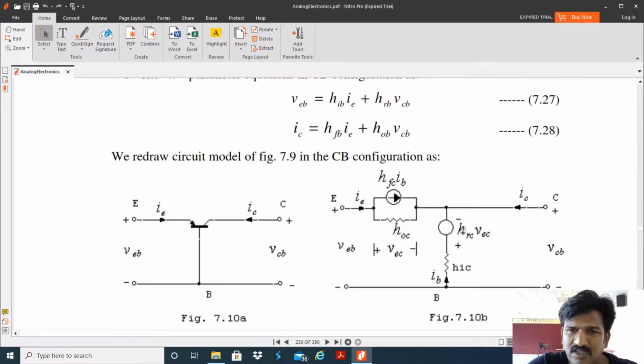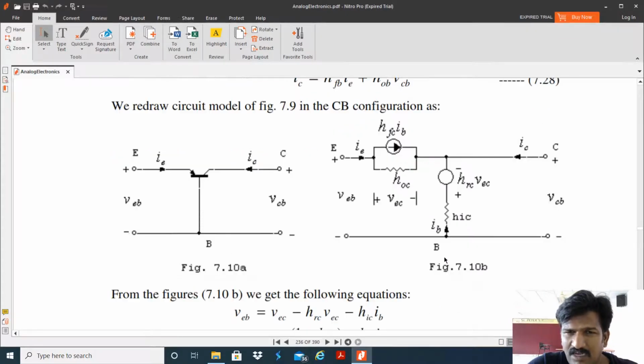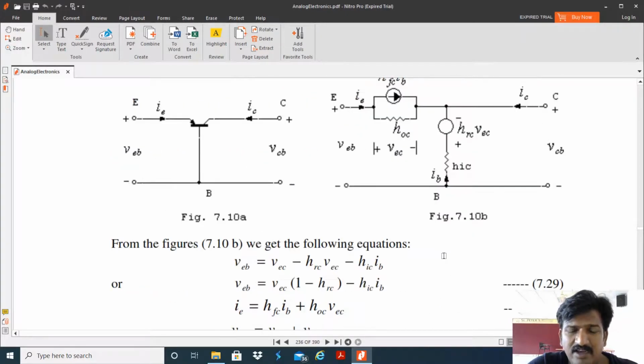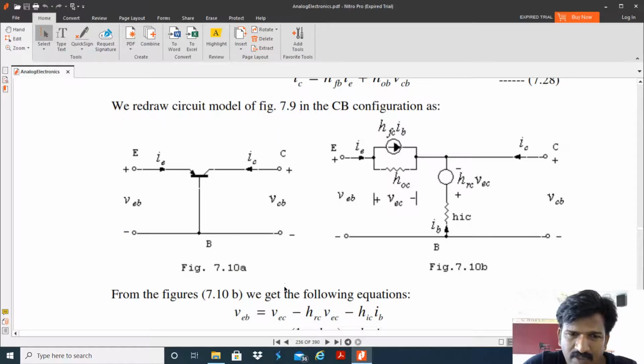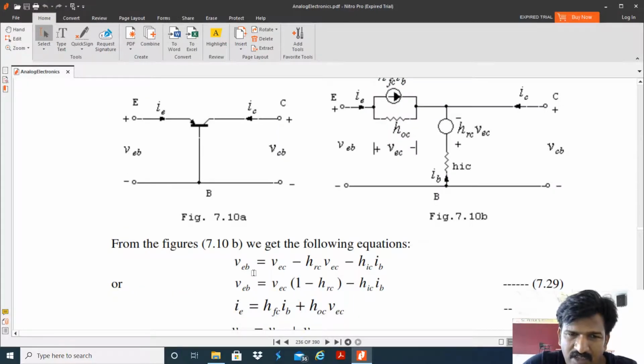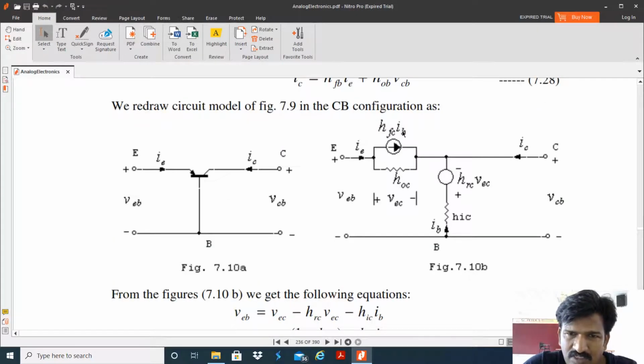In terms of the CC configuration, you should understand. Then again you have to write the equations for the input circuitry. What to do here? Just simply apply the KVL: VEB is equal to the voltage of this circuit. This circuit voltage is VEC minus HRC VEC.